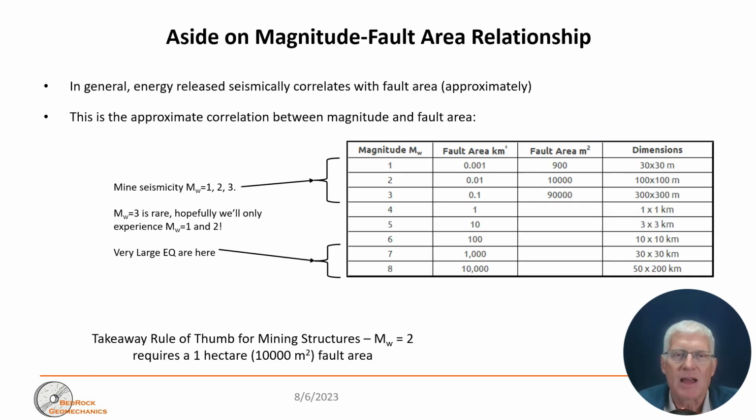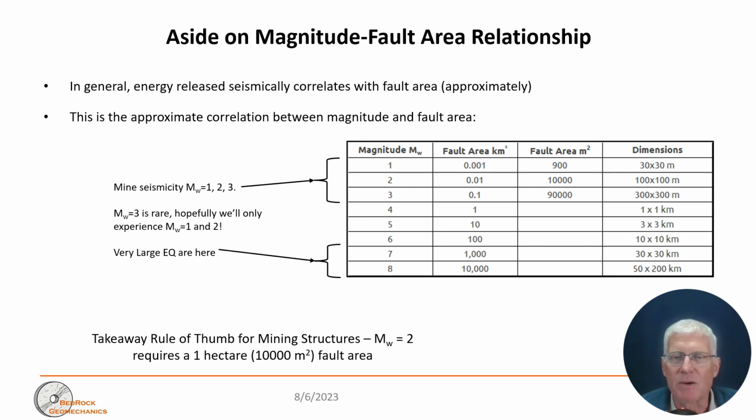So just a little aside on the magnitude-fault area relationship. Think of it this way. In general, the energy released in a seismic event or an earthquake correlates with the area of the fault that actually slipped. That's an approximate relationship, and it does depend on a number of factors. But in general, there's a well-known relationship between fault magnitude and fault area. With mine seismicity in the Yilgarn, we're probably talking events of magnitude 1, 2, or 3. They're at the top of the table.